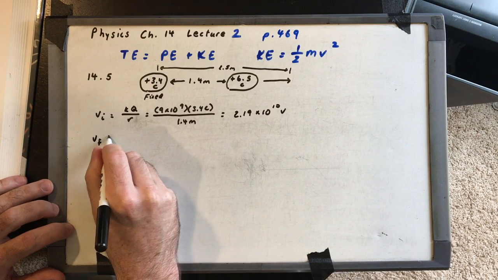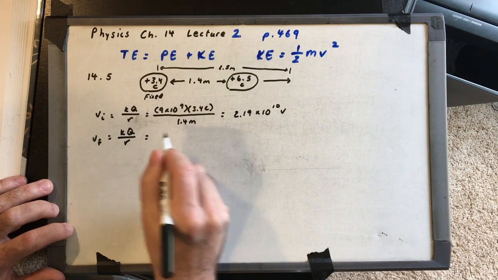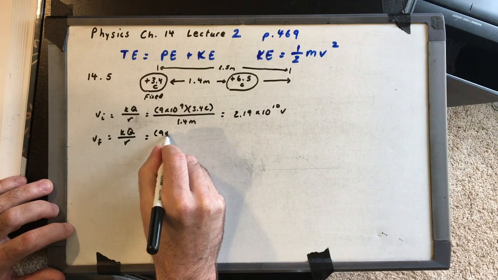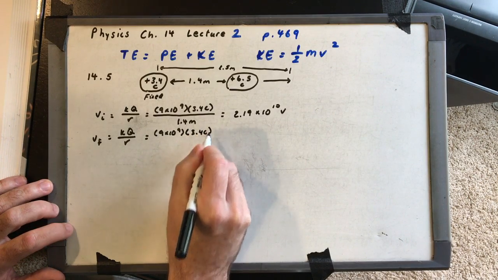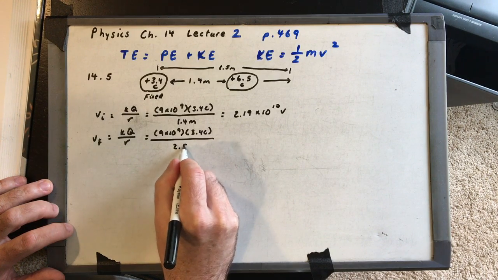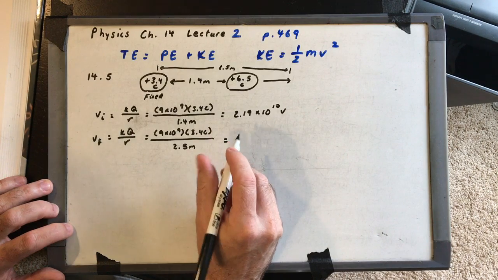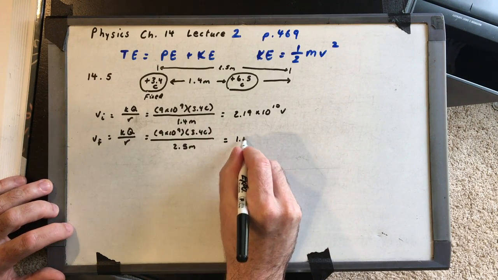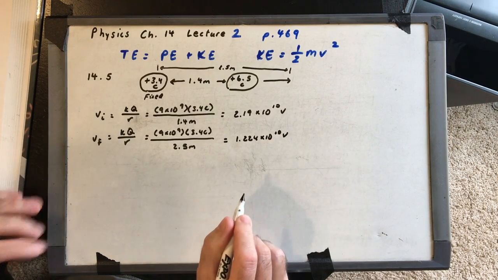Now our final voltage, the only thing that changes is the denominator. So 9 times 10 to the 9th times 3.4 coulombs. It's just the fixed charge, and the particle moves out to 2.5 meters. So of course the voltage is going to go down, and it goes down to 1.224 times 10 to the 10th volts.